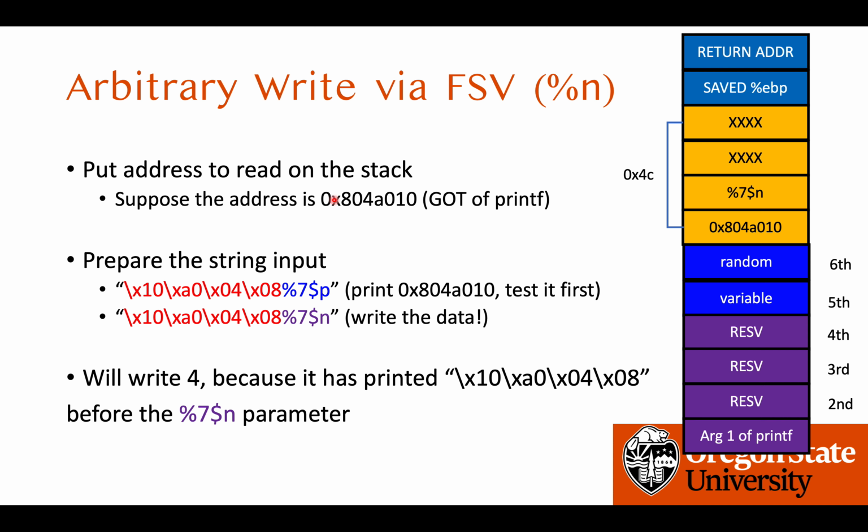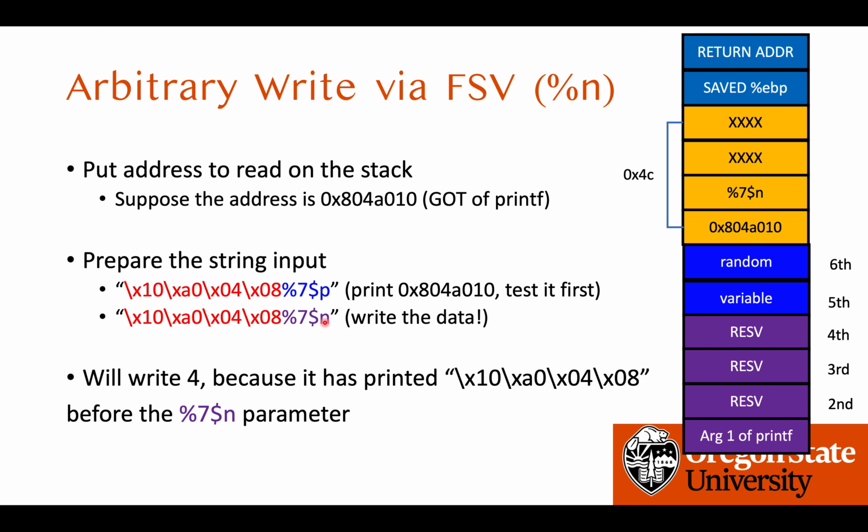So for example, suppose we need to write some value to this address. Then what we can do is put this address in the buffer, so we can see that as an argument on the stack, and test it first with the $7p. It could be %8, %9, or %6, so please test it. And then if you can see the same value that you put here in the output, then you are good. And then change that to %n.